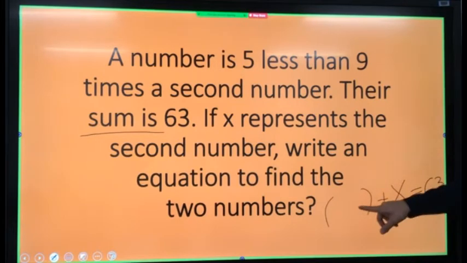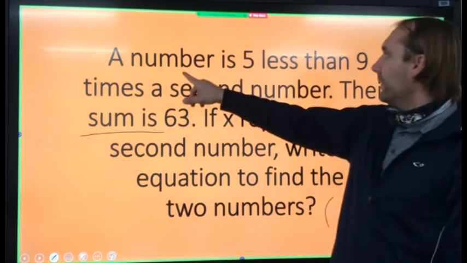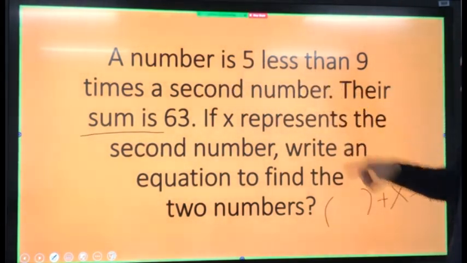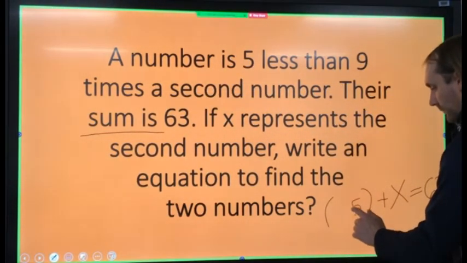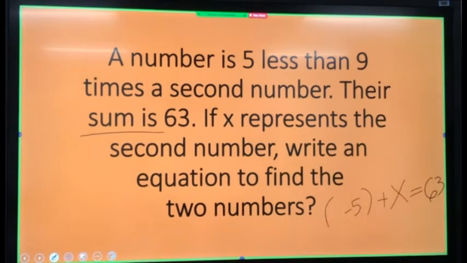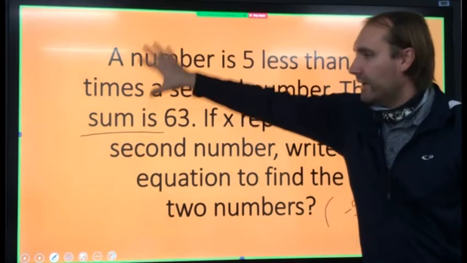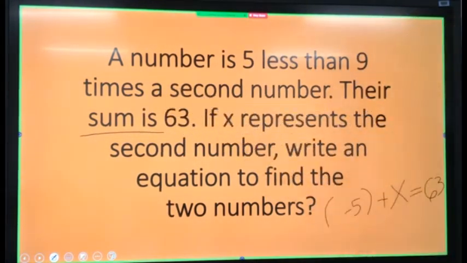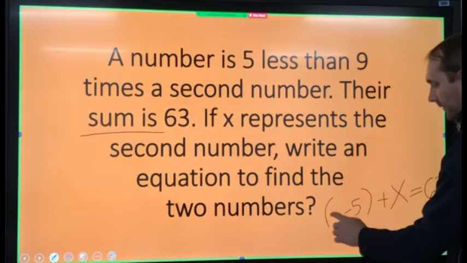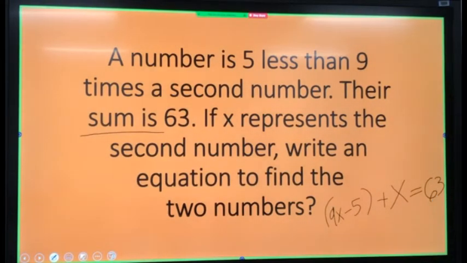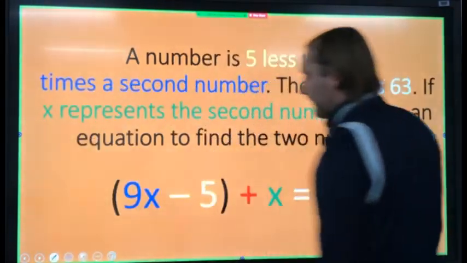Now what goes on inside of here? A number is 5 less than, so what does that mean? Some kind of minus 5 going on here. 9 times a second number. What's my second number? X. 9 times the second number. That's how it's written.